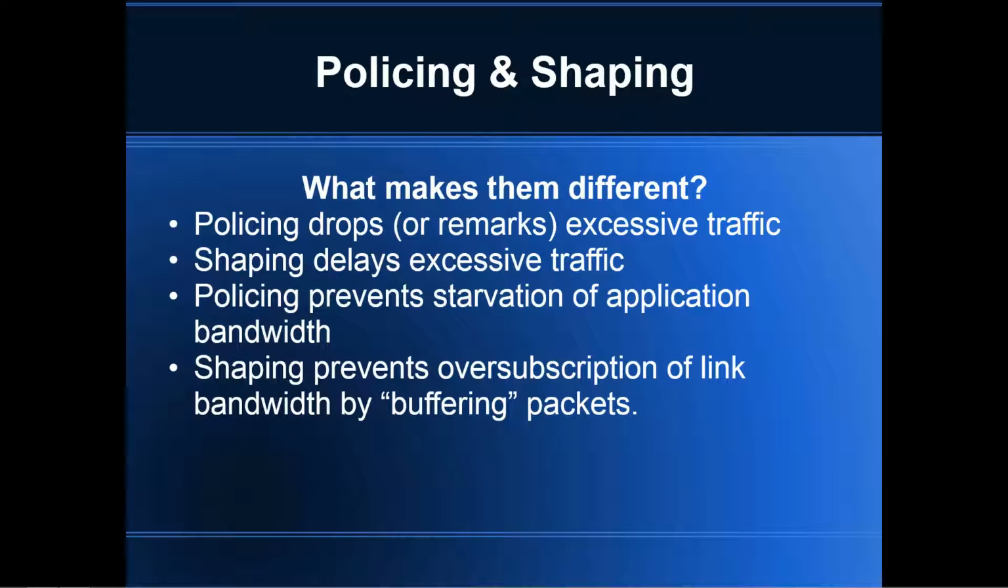Okay, so now let's get back into some of our next generation topics, and that's going to be our policing and our shaping. So how do they differ? Policing drops, or it can do remarks on excessive traffic. So if it sees, like YouTube for example, a lot of excessive traffic for YouTube or from a specific computer, you can start throttling it back. Shaping will delay it. So instead of dropping it completely, it can delay it.